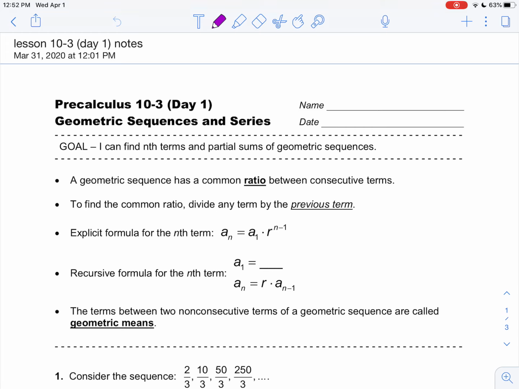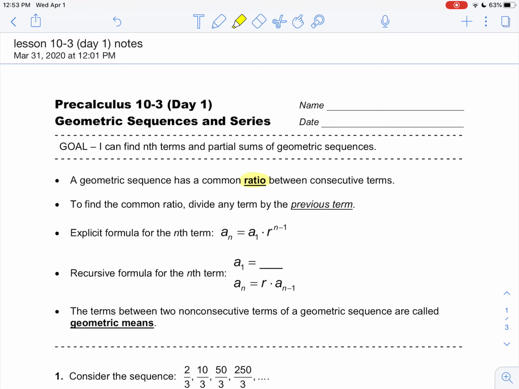So the key characteristic of a geometric sequence is that there's a common ratio between consecutive terms. So every time it's going to be times 2, times 2, times 2, times negative 1/3, times negative 1/3, times negative 1/3. So multiplication is the key thing happening there. Some problems you're not going to know the ratio and you're going to need to find it. So that's our second bullet point. You can divide any term by the previous term.